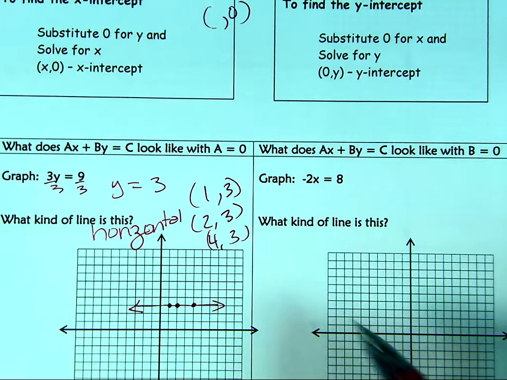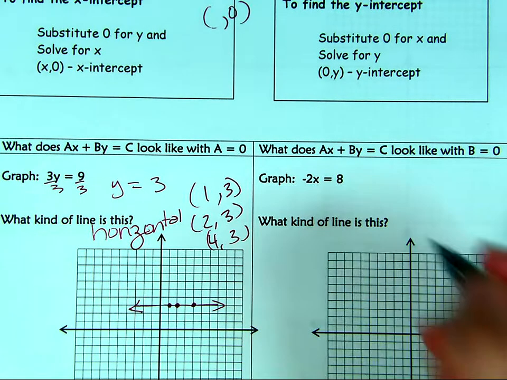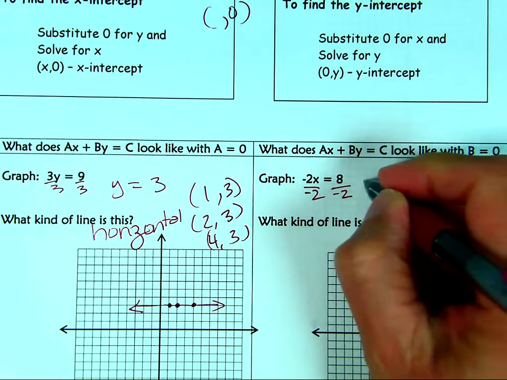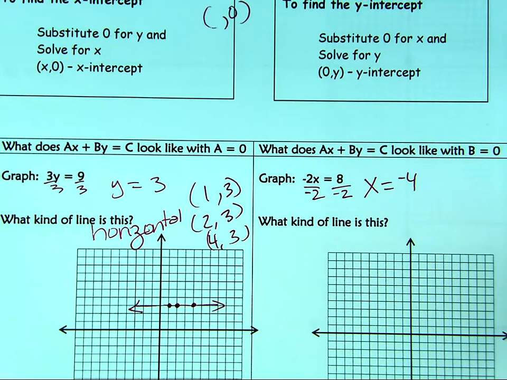So if you ever see a line where it's just y equals, that's a horizontal line. No x. So what about this kind of line? What if b is 0? Well, to get x alone, we divide by negative 2, so we get x equals negative 4. Well, what kind of line is that?